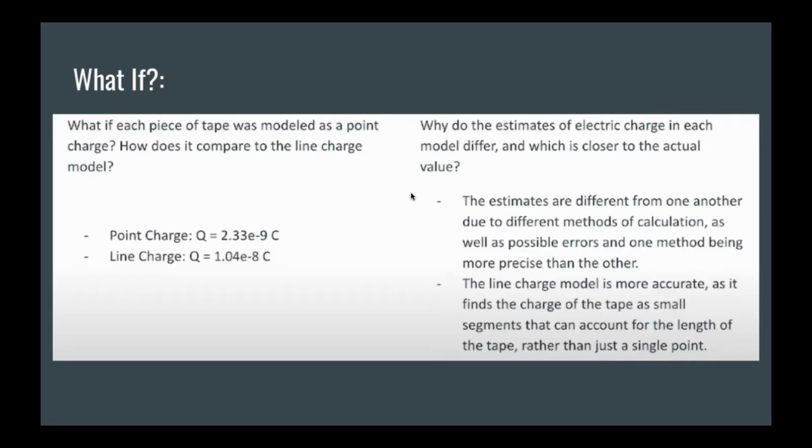And then why do the estimates of the electric charge in each model differ, and which is closer to the actual value? So the estimates are different from one another due to the different methods of calculation as well as possible errors, and one method being more precise than the other. And the line charge model is more accurate as it finds the charge of the tape as small segments that can account for the length of the tape rather than just a single point.